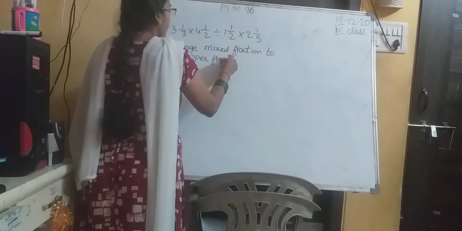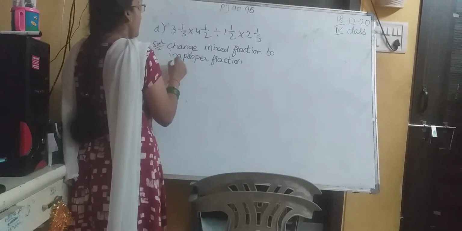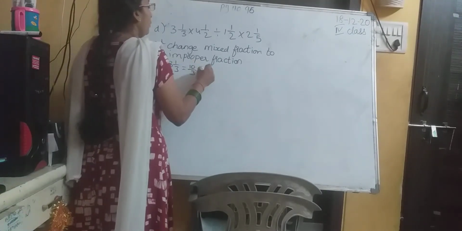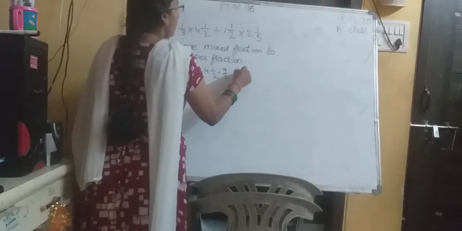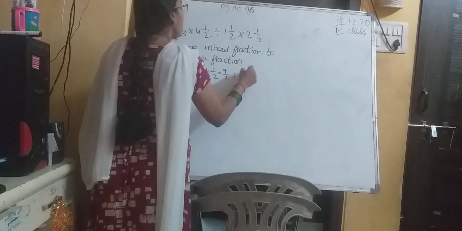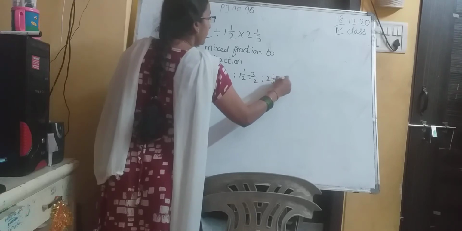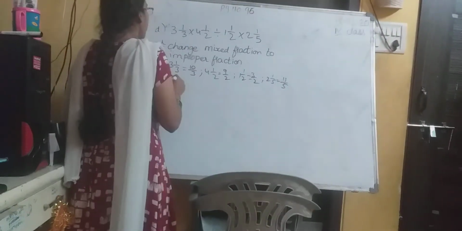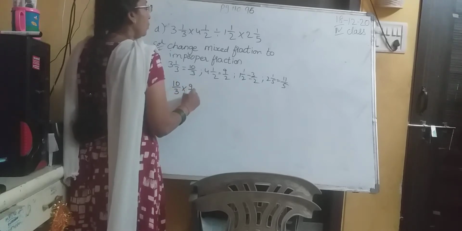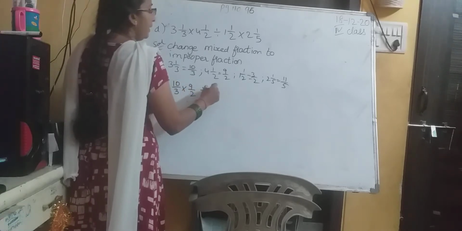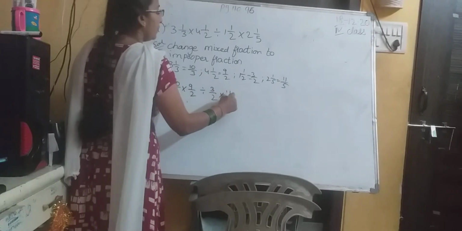What mixed fractions do you have, children? 3 1 by 3, that is nothing but 3 3s are 9, 10 by 3. Now 4 1 by 2, 4 2s are 8, 9 by 2. Now 1 1 by 2, 2 1s are 2, 3, 3 by 2. Then next 2 1 by 5, 11 by 5. So now you are going to write 10 by 3 into 9 by 2 divided by 3 by 2 into 11 by 5.